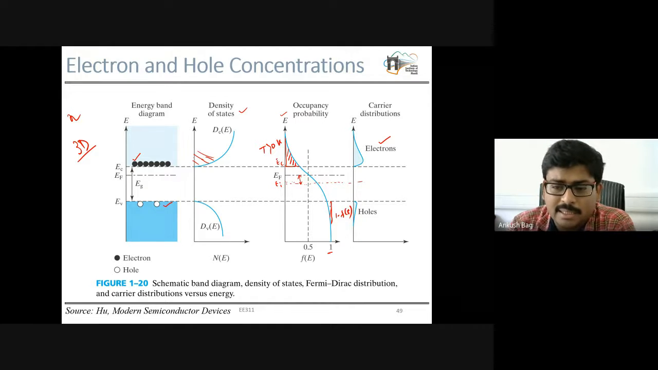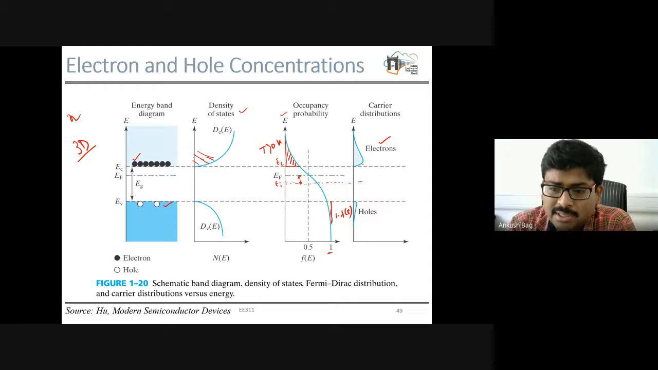Simply like that, we know that if we dope it n-type, obviously we will get more electrons compared to holes. And the same concept we can also understand using this Fermi-Dirac distribution. Similarly, you can see that electrons are the majority compared to the holes.